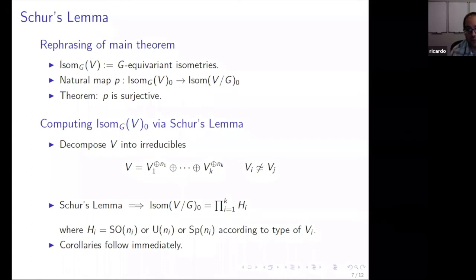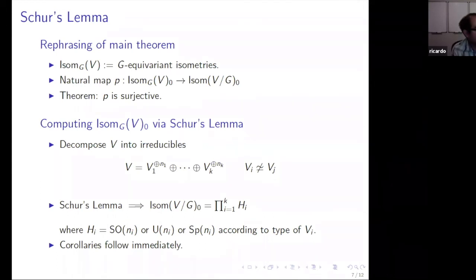And the other one too. If V is irreducible, then you only have one of these representations, and the multiplicity is 1. So if the representation is of real type, then this is going to be a trivial group. If it's complex type, it's going to be either a circle or the trivial group. And if it's quaternionic type, you're going to see either Sp(1) or SO(3) or the trivial group as the identity component of the isometry group of the quotient. So you get this immediately.